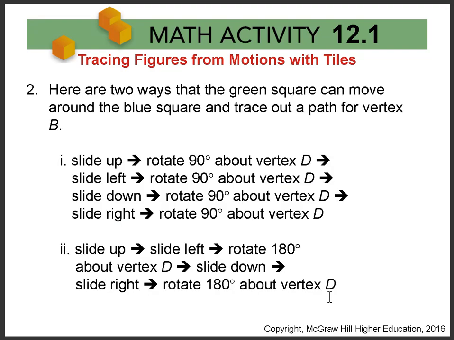Here are 2 ways that the green square can move around the blue square and trace out a path, always for vertex B. It can slide up and then rotate 90 degrees about vertex D. It can then slide left and rotate 90 degrees about vertex D. It can slide down and rotate 90 degrees about vertex D, and so on. And you can see we have 2 sets of slides and rotations designed.